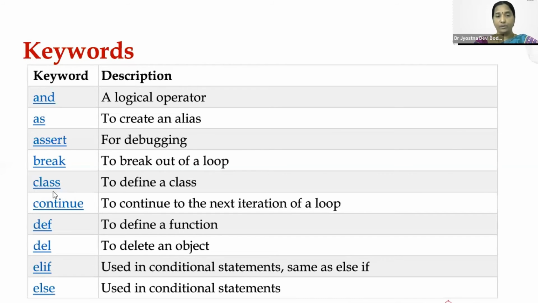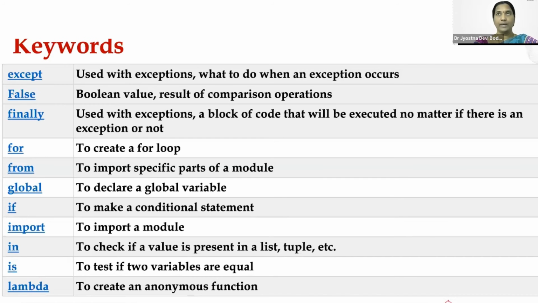Class, to define a class, we can use the class keyword. Continue is to skip a particular iteration of a loop. So def is used to create a function definition. Then del is the keyword to delete any object. Elif, else, they are used as part of the conditional statement usage. Except is the keyword used for exception handling. Along with that, finally is also for exception handling. Then false represents a Boolean value. For is for the looping condition. Then from is a keyword that is part of modules. When you are importing modules, this from keyword is useful.